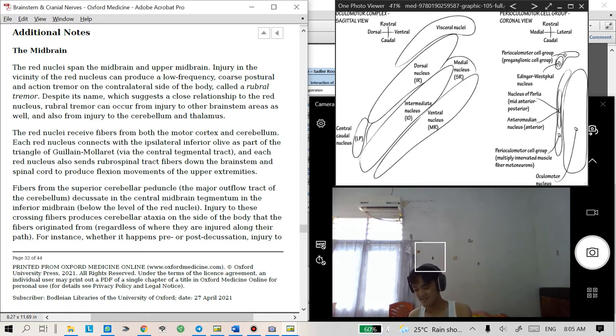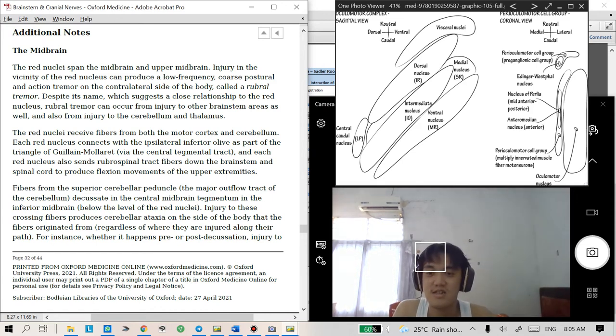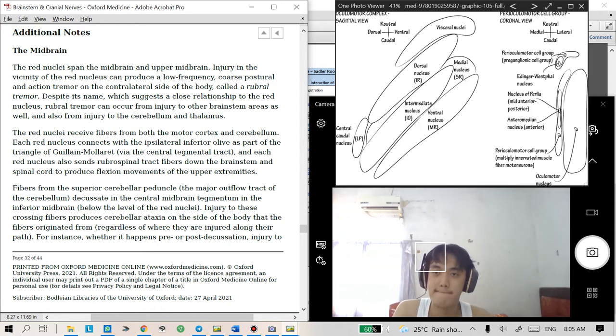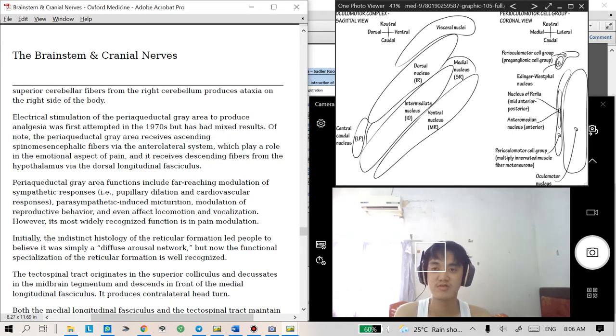Why is this again? Injury to these cerebellar fibers.